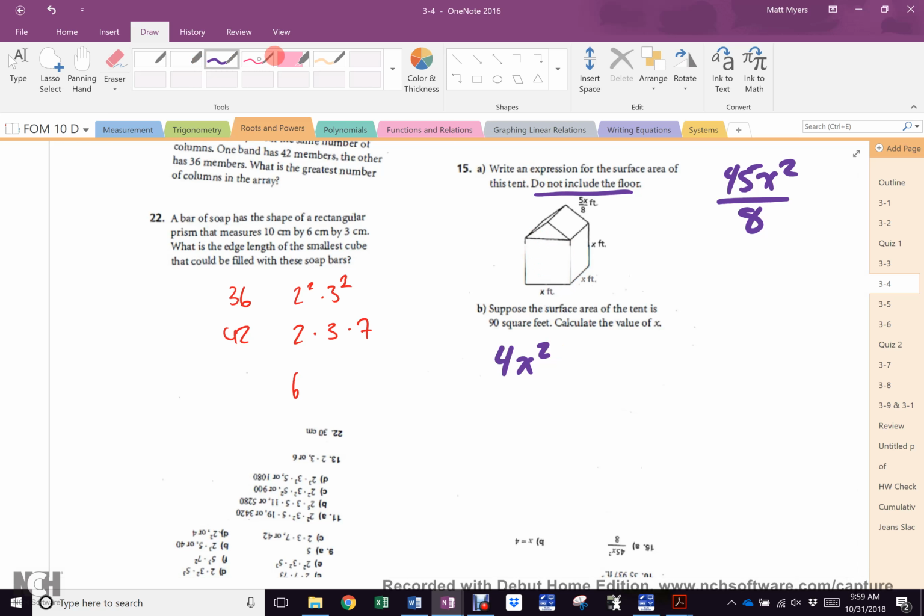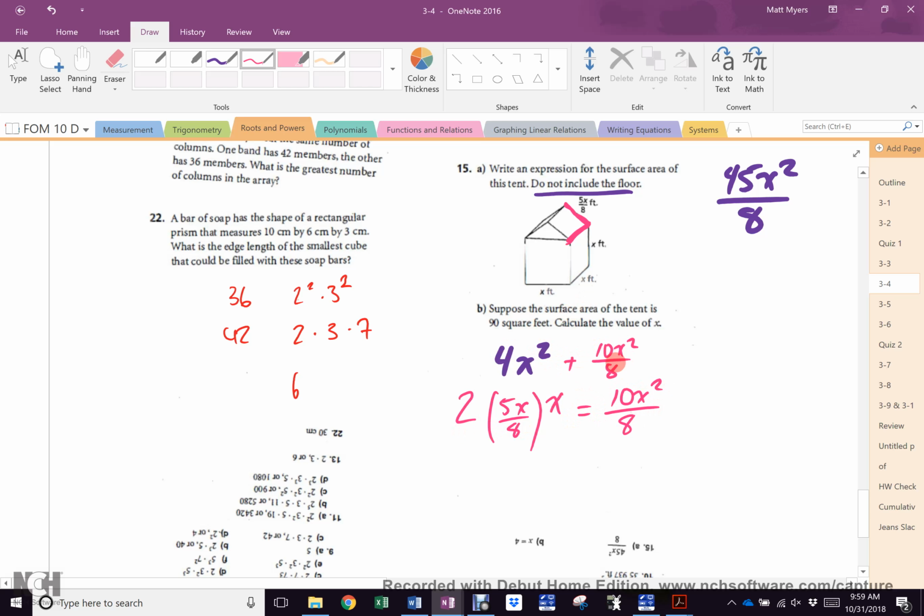How many of this rectangle is there? 2. So I had 5x over 8 for a length times x, right? X right here. And how many of them were there? 2. So that's 2 times 5x times x, which is 10x squared over what? 8. Just 8. Done. Everybody cool? Okay. So right now my surface area is 4x squared plus 10x squared over 8.